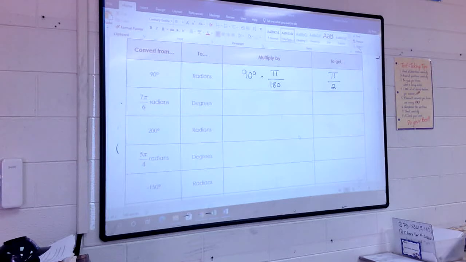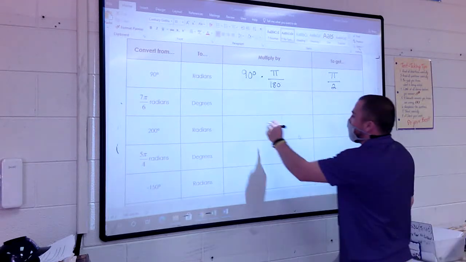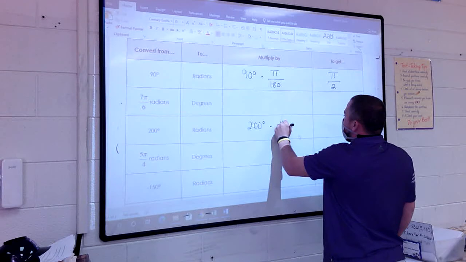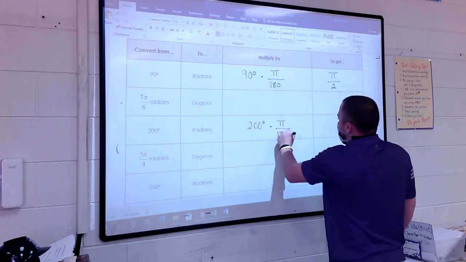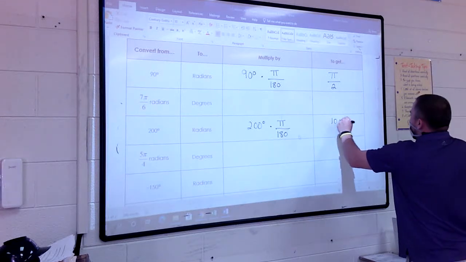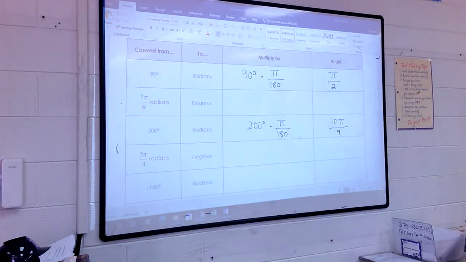Think about 200. So I'm thinking in my head, basically, what is 200 divided by 180? And make it a fraction. What's 200 divided by 180? 1. So make it a fraction. Let's see. 10 over 9. So the answer is 10 pi over 9. Everybody see what's happening here? You're putting pi on top, and you're just dividing by 180. That's if you're changing it from degrees to radians.